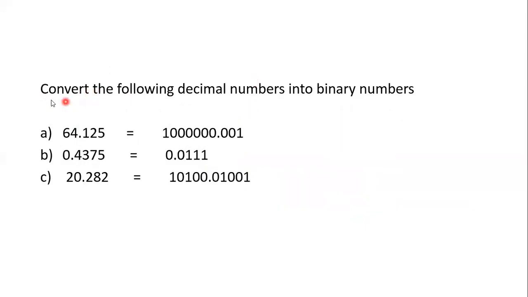Now you take this one. Convert the following decimal numbers into binary numbers. You convert as I previously explained. This is the answer. You check with that answer. 64.125 is a decimal whose binary value is this one. Like that, 0.4375 is a decimal whose binary value is this one. Like the 20.282, whose binary value is this one. So you take these, convert into binary, and check with this answer.